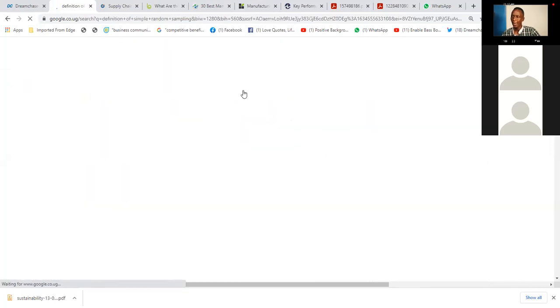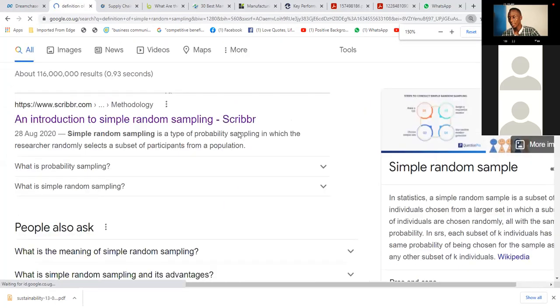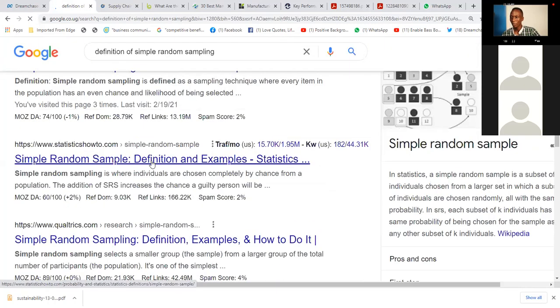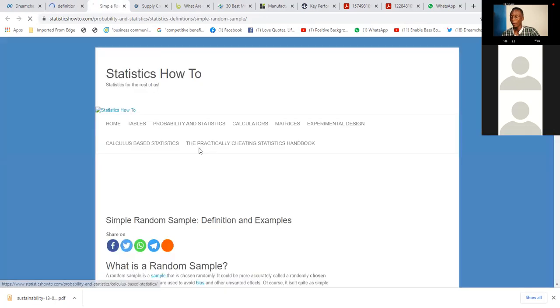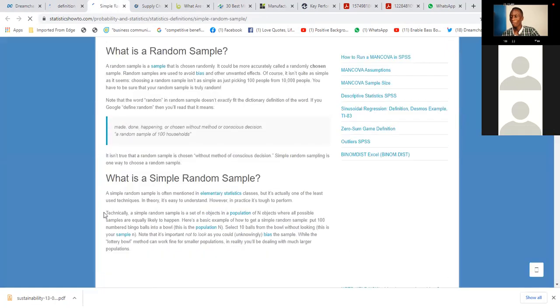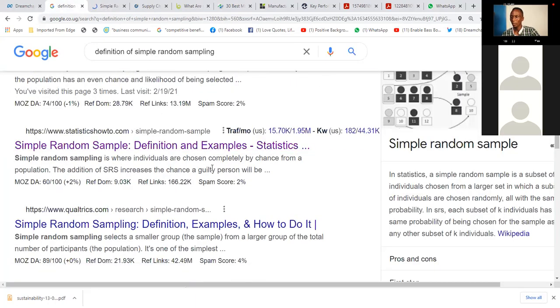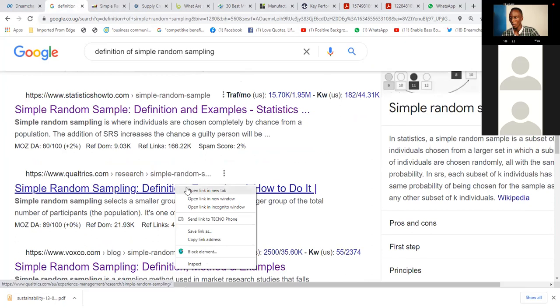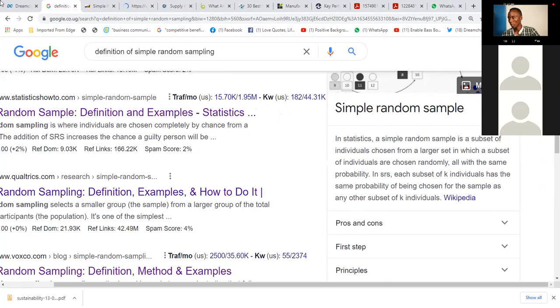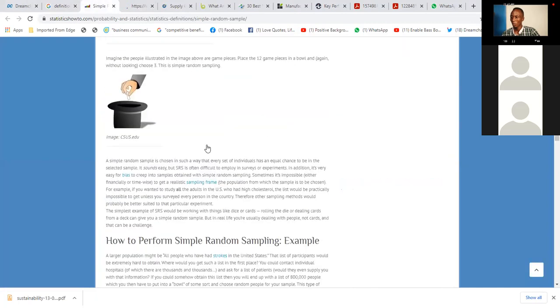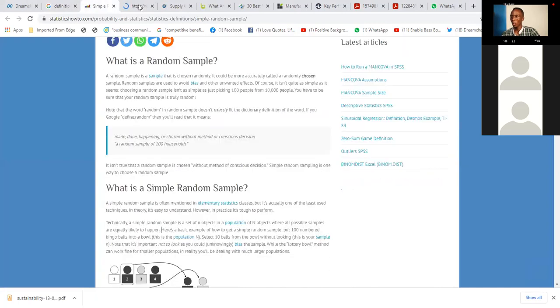So we are getting the definition of simple random sampling, just like that. Okay, and then after that, if you want, I can as well take this. Remember I'm looking for the definition of simple random sampling. And then when you open, you can as well take this. Let me take another one. Let me take this one. If you want, you can as well take this one. Simple random sampling.